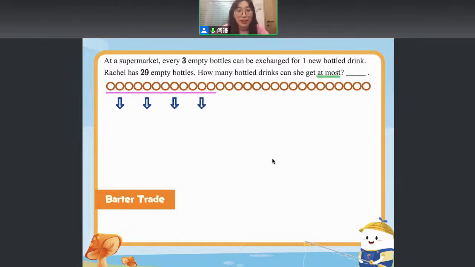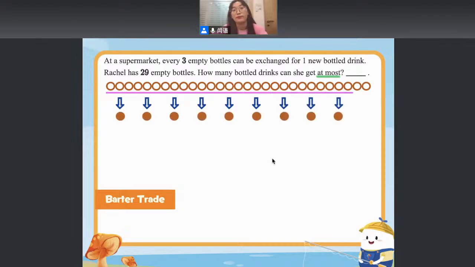So how many bottle drinks can we get? Let's have a look. 3, 3, 3, 3. We just get it. How many 3 are there? 9, right? We still have another 2 empty bottles. You just leave them there, okay? It's okay. And after that, you see, now you got 9 drinks. After you got drinks, what should you do? Just drink all of them, right? So here, you get another 9 empty bottles.